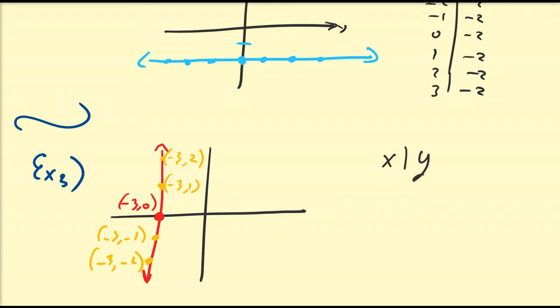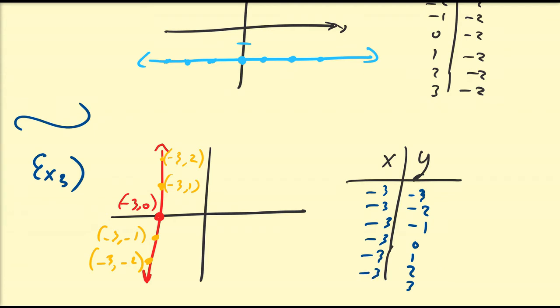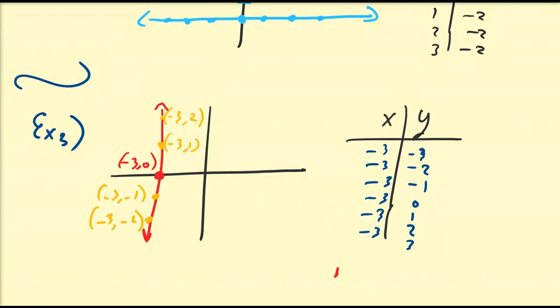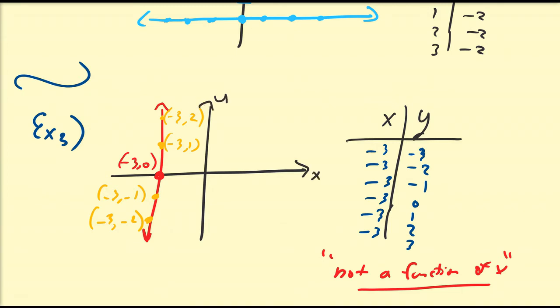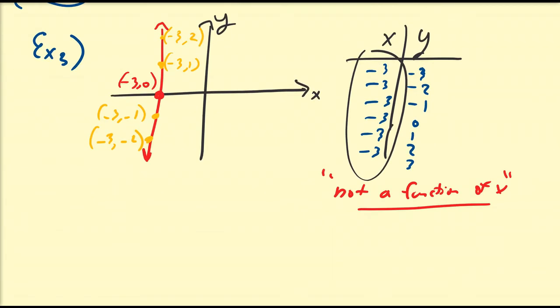If we were to look at a table of values, we have a bunch of y values, say -3, -2, -1, 0, 1, 2, and 3, but we also have -3 for all of the corresponding x values. So clearly, this is not a function. That's one obvious property that we can justify here. Vertical lines are not functions of x, assuming that this is the x-axis and this is the y-axis, and all of the x values for a vertical line would be the same exact value. So the equation of this vertical line is going to be x = -3.